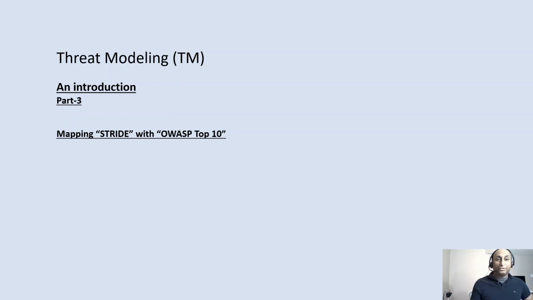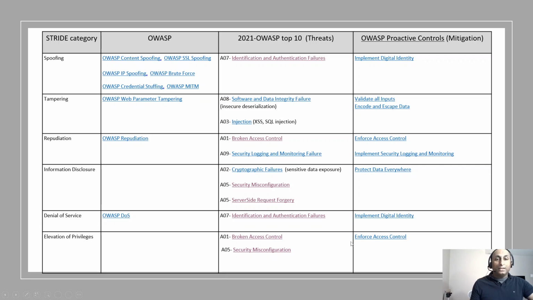The solution for this challenge is to have a mapping of STRIDE high-level threat categories with OWASP Top 10 threats, because the OWASP Top 10 does list the specific threats and their mitigation controls that belong to either of those categories, for example, spoofing, tampering, repudiation, and so on. Therefore, here we have a list of this mapping. We see that in the first column, we have STRIDE categories, and corresponding to each category, we have mapped the corresponding OWASP Top 10 threats.